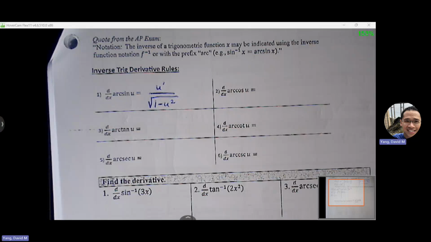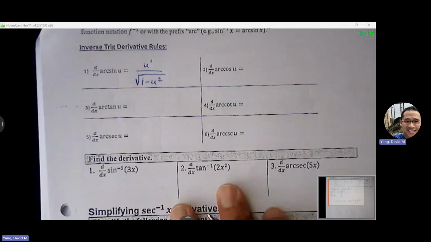Let me zoom in a little bit. But it's a little dark. Let me see if I can.